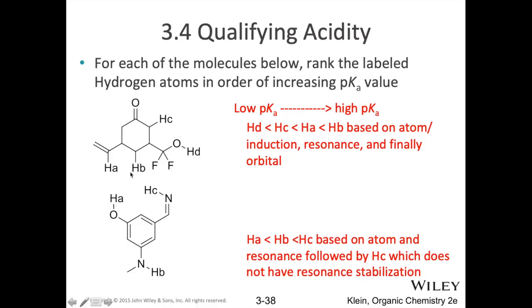Between hydrogen A and hydrogen B, it comes down to whether hydrogen B is close enough to these electronegative fluorines and oxygen to be influenced inductively. If not, and it seems like the answer here is that it isn't, hydrogen A wins the final tiebreaker, which comes down to orbitals. Hydrogen A is attached to an sp2 hybridized carbon, as compared to hydrogen B being sp3. So the answer here involves hydrogen A having a lower pKa than hydrogen B. That's the final tiebreaker.